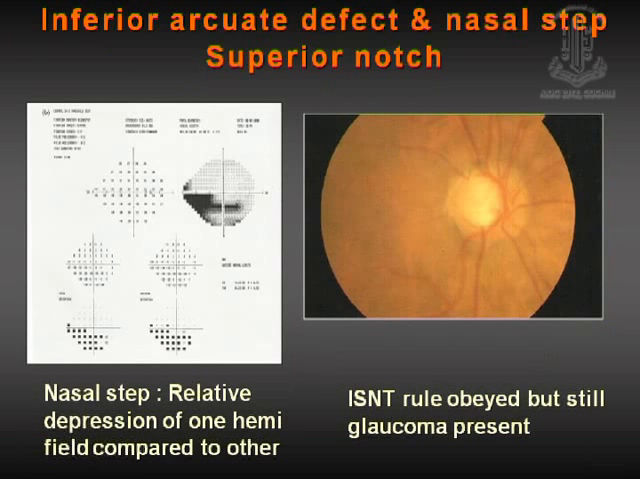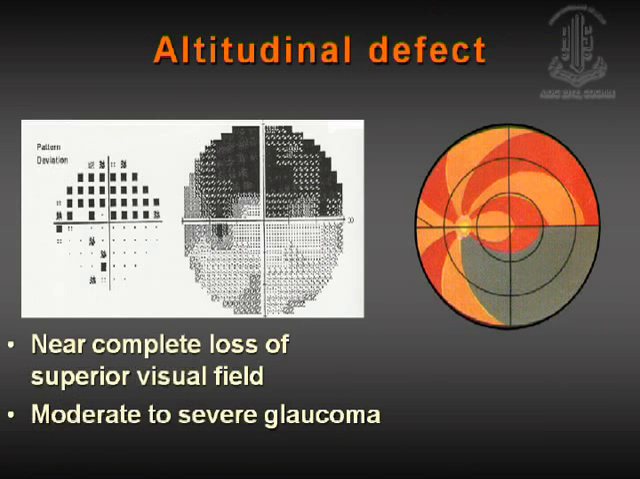Similarly, there can be notching in the superior side. This is the optic disc showing the superior rim is less as compared to the inferior rim. So, although ISNT rule is obeyed, which says that inferior is wider as compared to superior, but still you can get glaucoma, and you get the defect in the inferior arcuate zone with a nasal step. The nasal step is a relative depression of one half of visual field as compared to the other half.